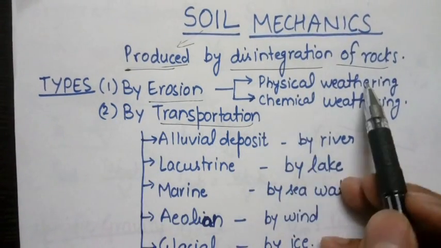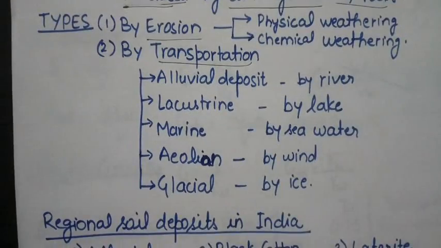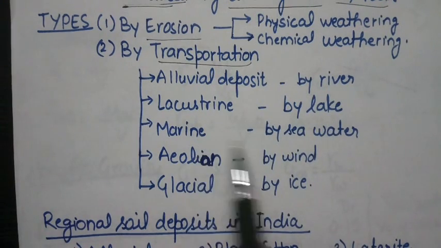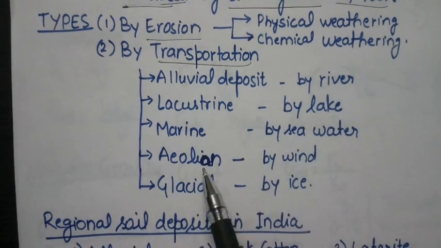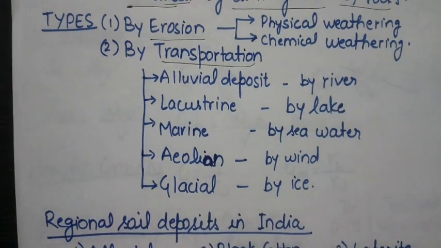By erosion we have physical weathering or chemical weathering, and by transportation we have five types here, which are alluvial deposit, that is by river, lacustrine, by lake, marine deposit, by sea water transportation, airborne deposit by transportation by wind, glacial deposit is by transportation of ice.